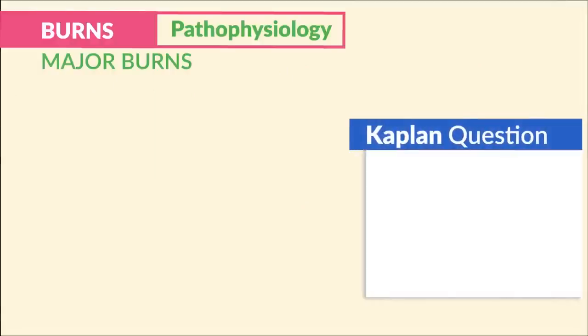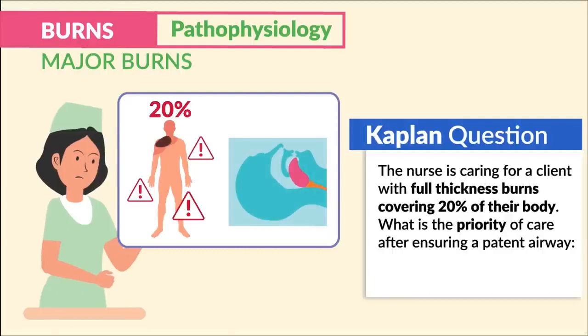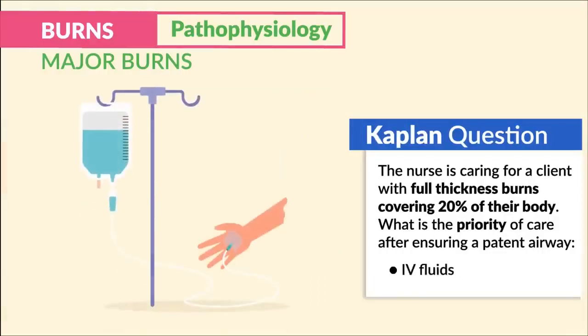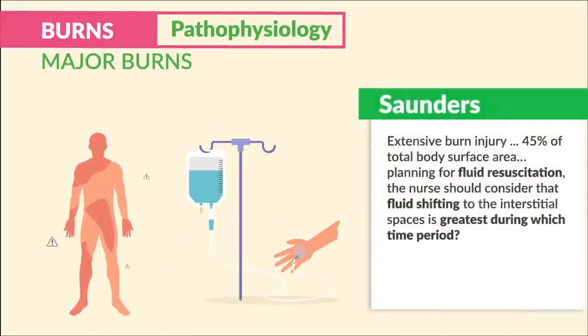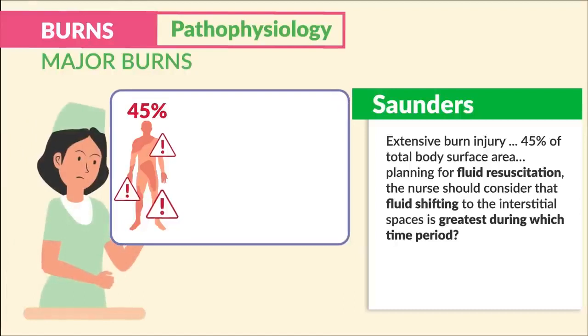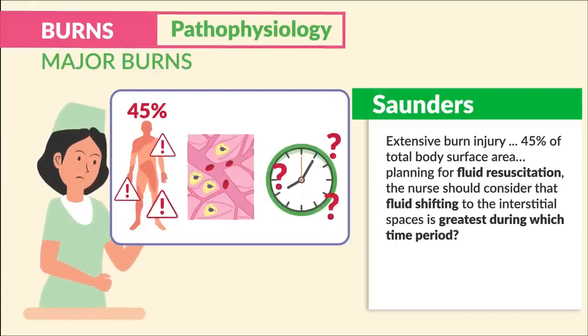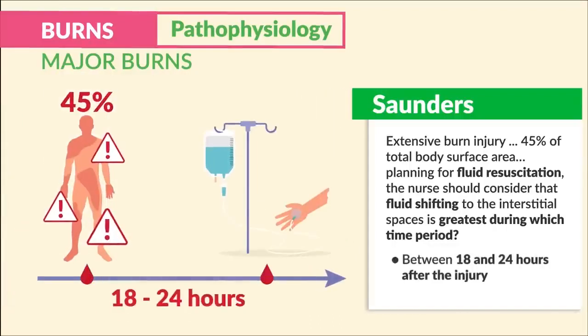So Kaplan mentions, the nurse is caring for a client with full thickness burns covering 20% of their body. What is the priority of care after ensuring a patent airway? IV fluids. And Saunders mentions, extensive burn injury, 45% of the total body surface area. Planning for fluid resuscitation, the nurse should consider that fluid shifts to the interstitial spaces is greatest during which period of time? Between 18 and 24 hours after the injury.